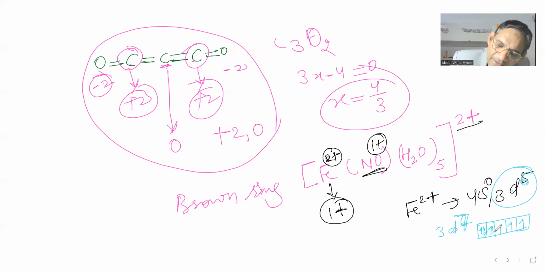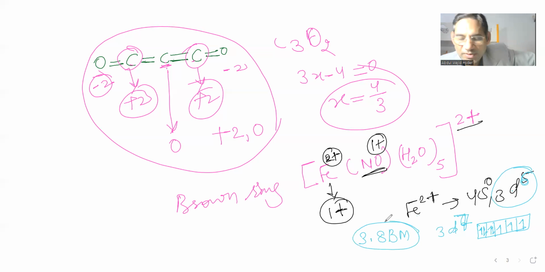So how many unpaired electrons will this Fe have now? 3 unpaired electrons. Since 3 unpaired electrons are there, the magnetic moment will be 3.8 BM. The magnetic moment of Fe there in the brown ring will be 3.8 BM because it is having 3 unpaired electrons. How is it having 3 unpaired electrons?